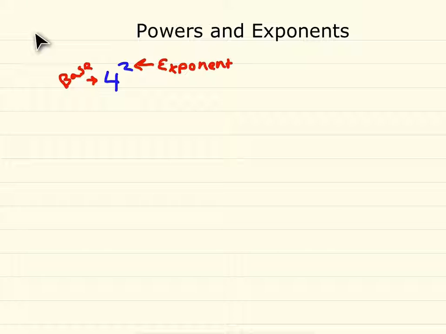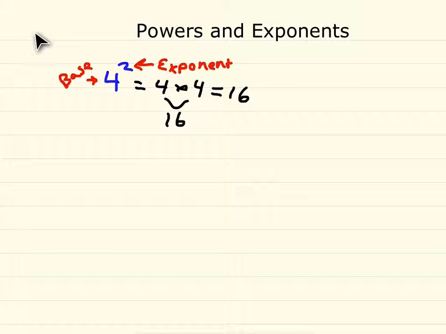4 to the second power basically means you take 4 times 4. So what you do is you repeat your base as many times as your exponent says. 4 times 4 is 16. Therefore, 4 to the second power has a value of 16.